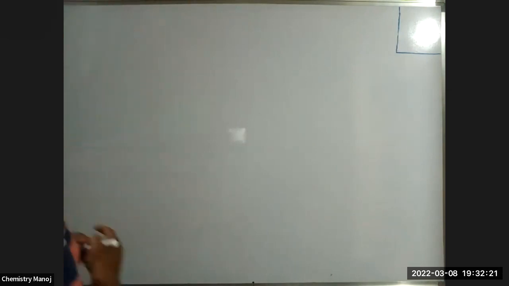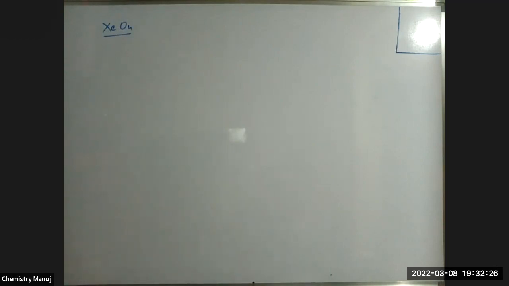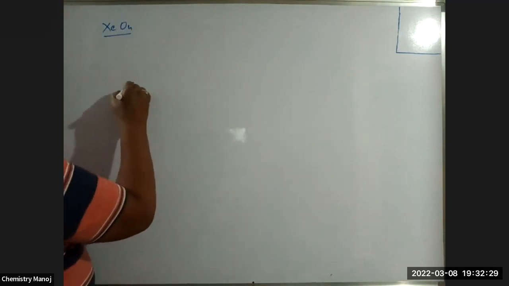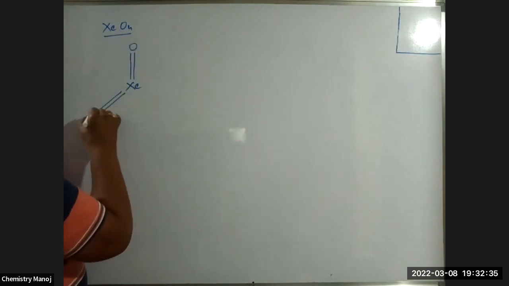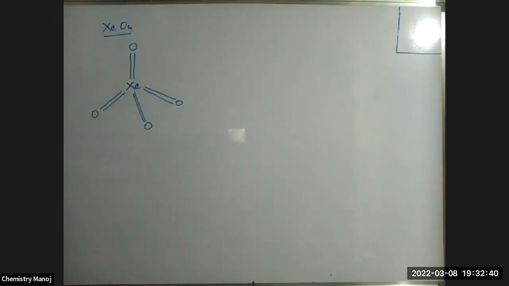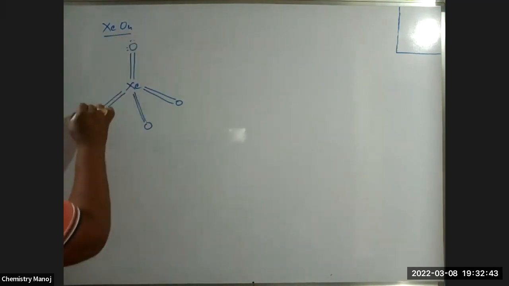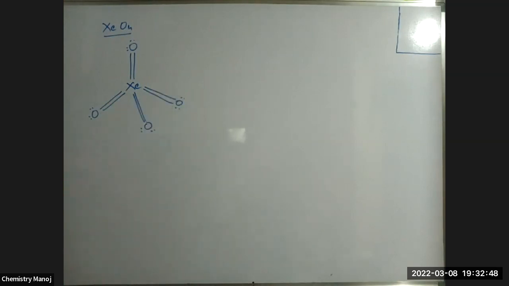Now, XeO4. How many oxygens are bonded here? 4. So every oxygen can form how many bonds? 2 bonds. Every oxygen has 2 lone pairs. Now, see here, that means xenon can form how many bonds? 8. That means 8 unpaired electrons are required. Am I correct? Yes, sir.